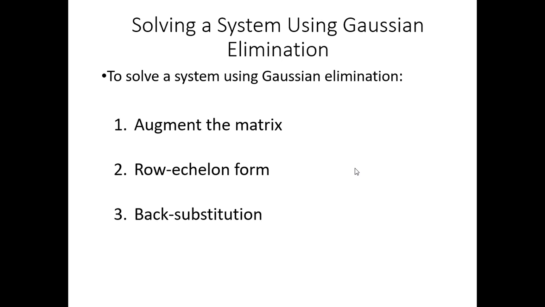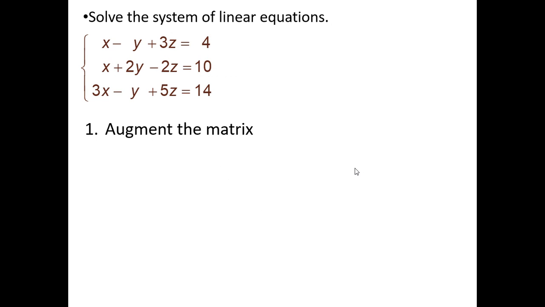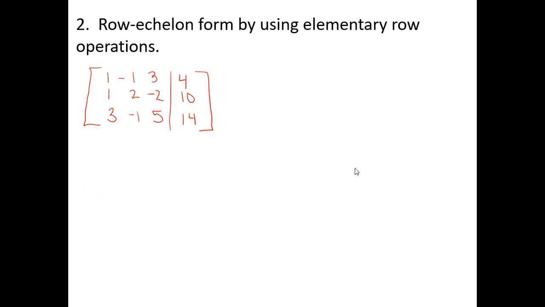But for this practice, we're going to do what we did yesterday, just using regular row echelon form and back substitution. So let us look at this first example. We're going to solve the system of linear equations by using Gaussian elimination. The first thing we want to do is augment the matrix. So let me go ahead and do that. Again, we get rid of all the variables. We just use the coefficients that are important to our matrix, and there is our answer.